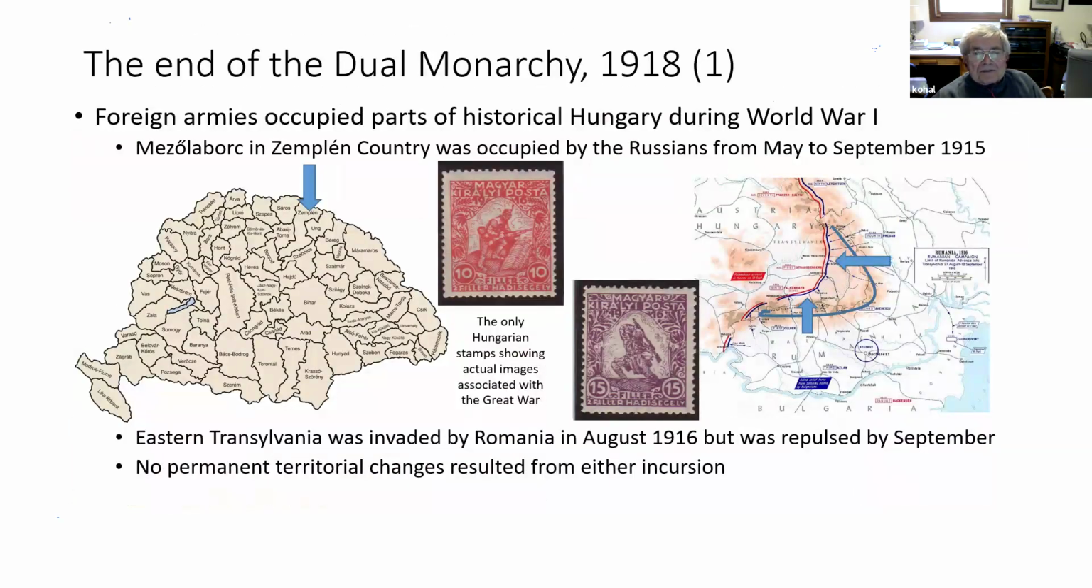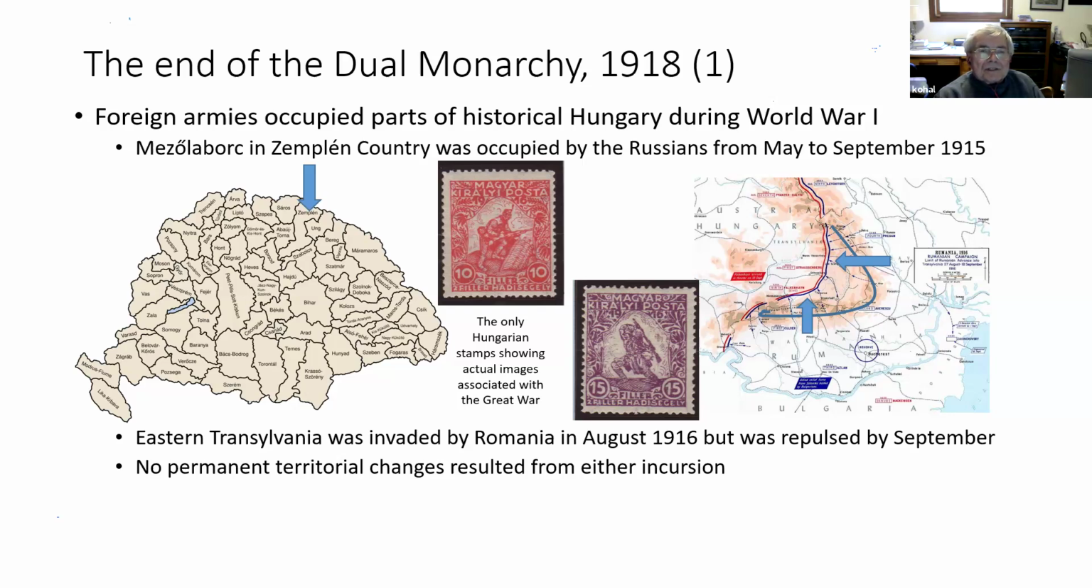Now, the peaceful days of the dual monarchy came to an abrupt end when World War I broke out. World War I, I should say, affected the territory of Hungary in 2 places, briefly.